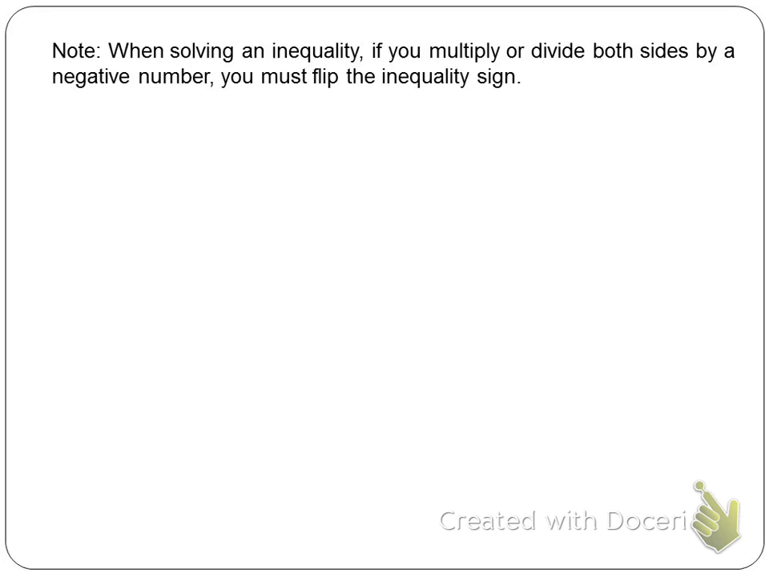All right, so your notes start out by saying when solving an inequality, if you multiply or divide both sides by a negative number, underline that, you must flip the inequality sign. That is literally the only thing that's different between solving equations and solving inequalities. They are very, very closely related. Okay? So this is the main difference. If you multiply or divide by a negative number, you got to flip the way the sign is facing. Okay?